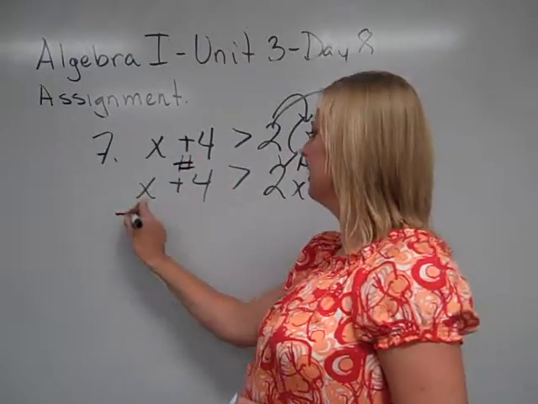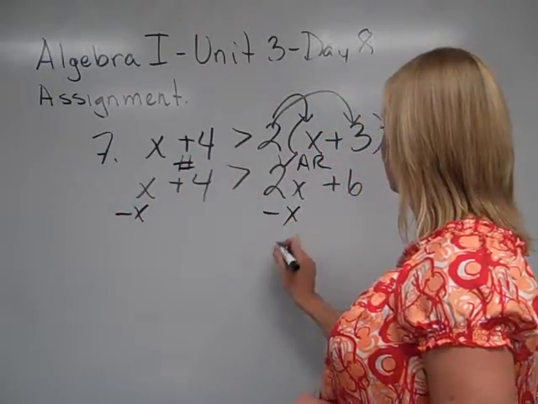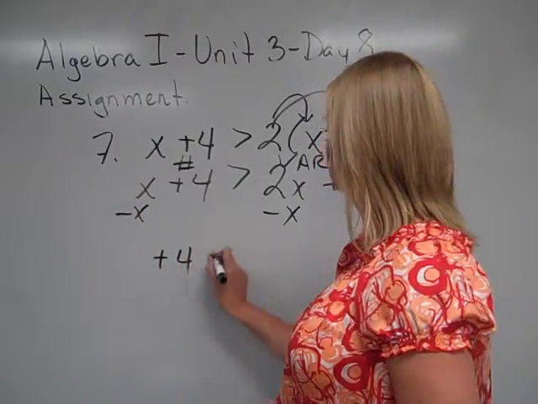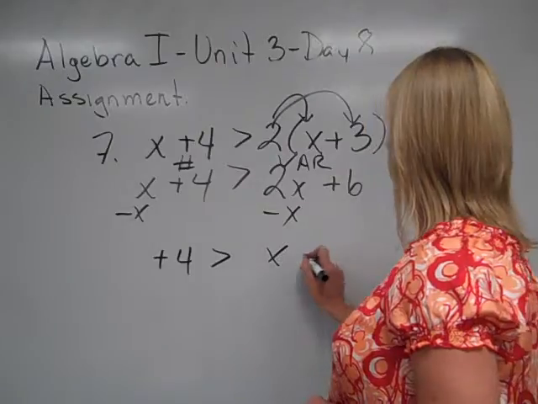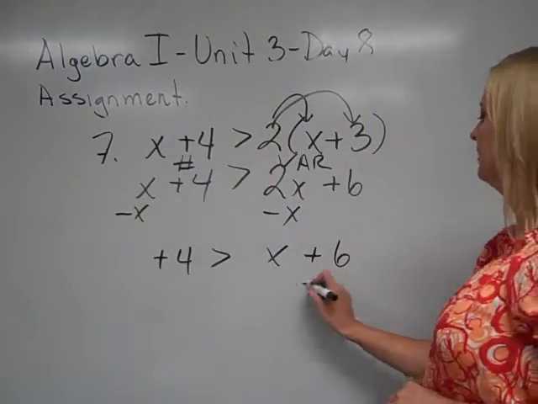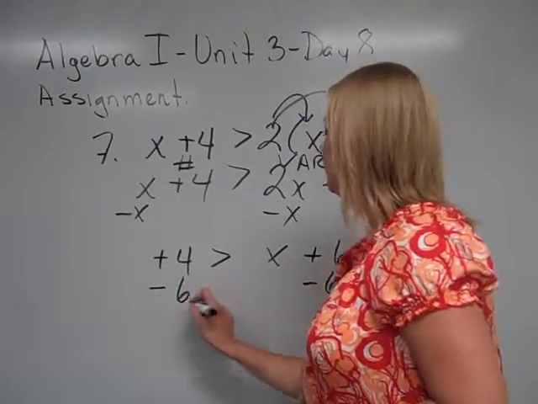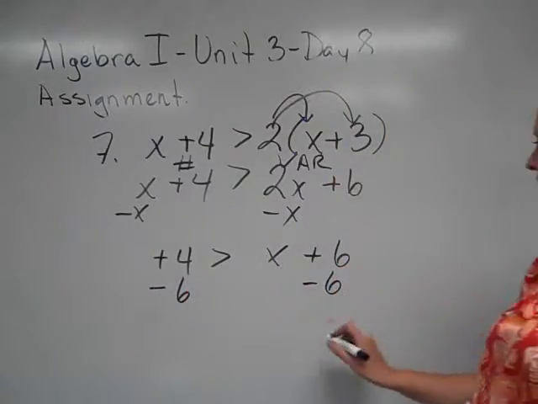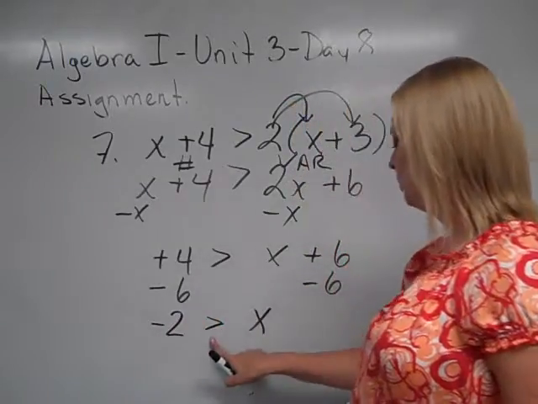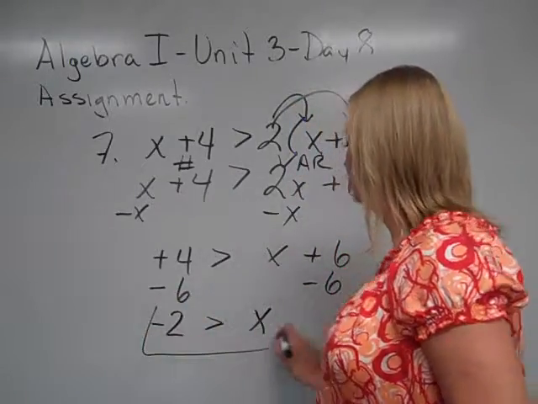The opposite of positive x is minus x. Positive x minus x is 0. Now all the numbers on the other side, so the opposite of plus 6 is minus 6. 6 minus 6 is 0, so I have x. Negative 2 is greater than x.